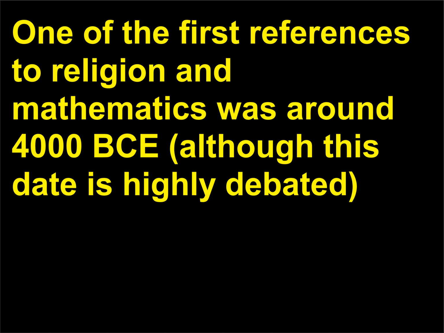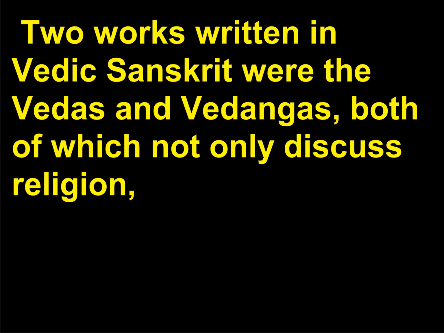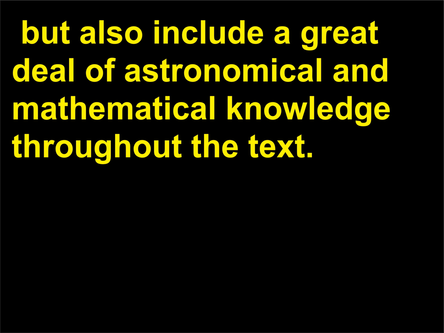One of the first references to religion and mathematics was around 4000 BCE, although this date is highly debated. Through the Vedic religion, which is followed by the Indo-Aryan peoples, two works written in Vedic Sanskrit were the Vedas and Vedanas, both of which not only discuss religion, but also include a great deal of astronomical and mathematical knowledge throughout the text.